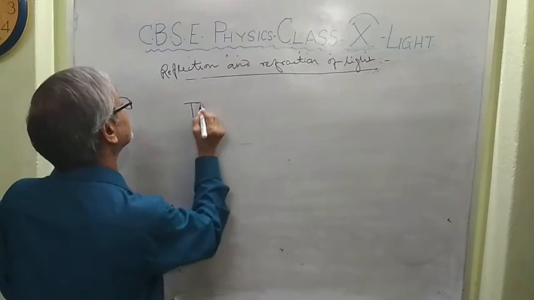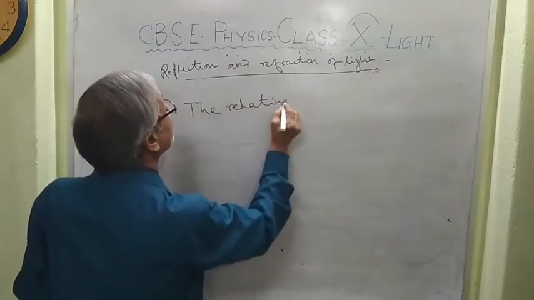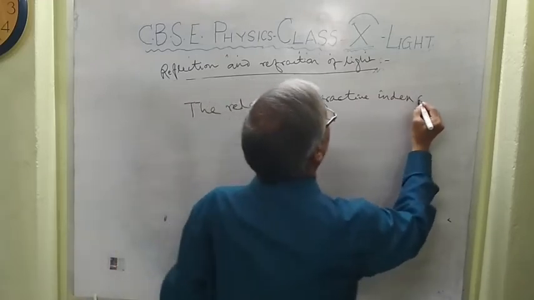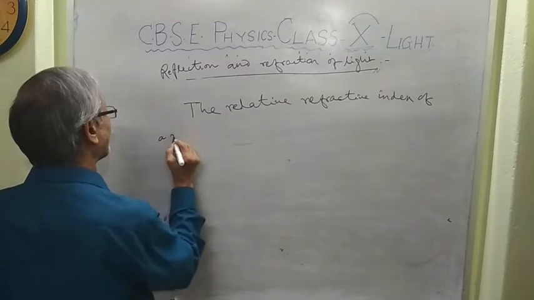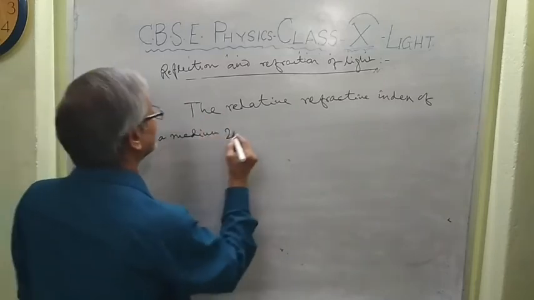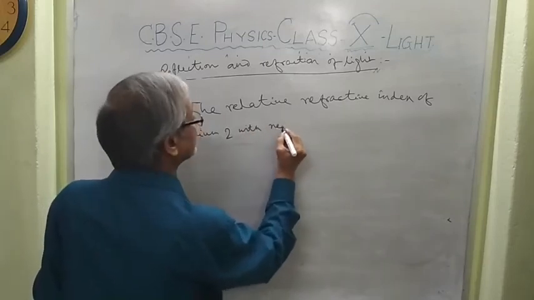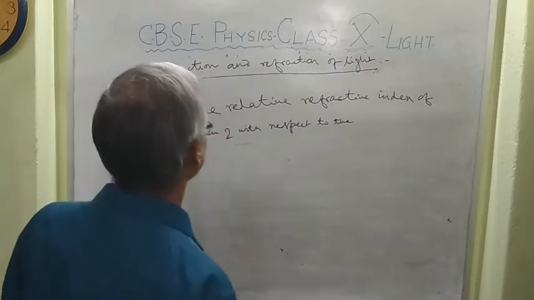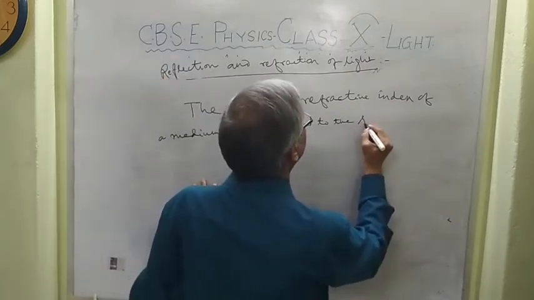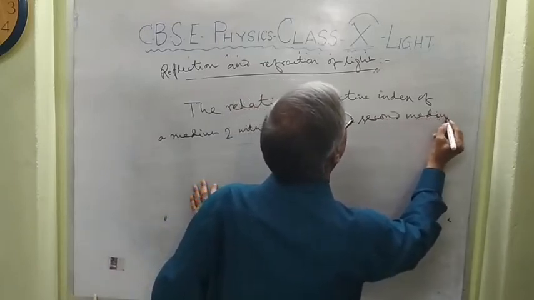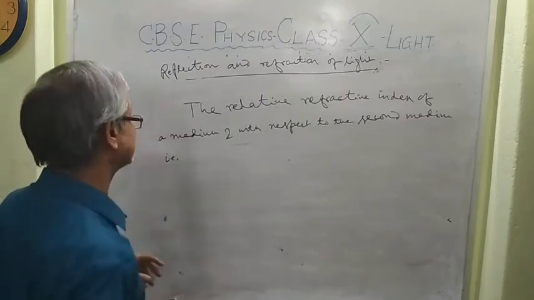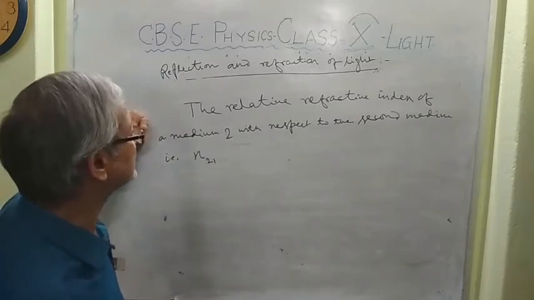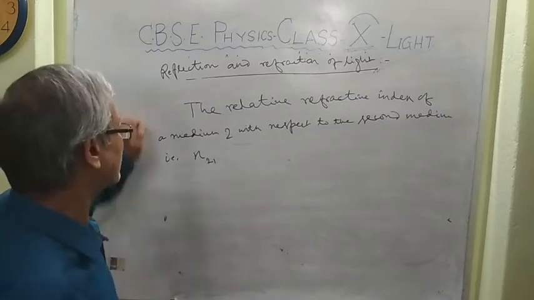The relative refractive index of a medium 2 with respect to the first medium is symbolized as n21 or mu 21.